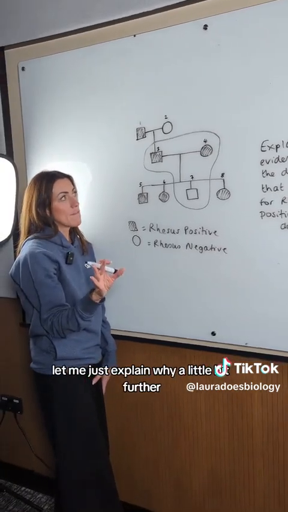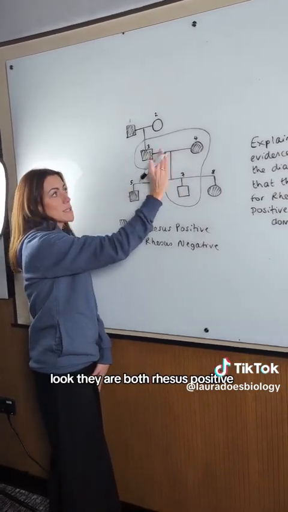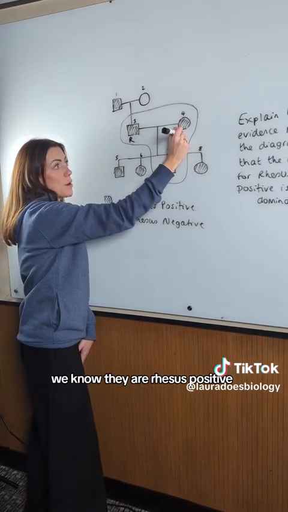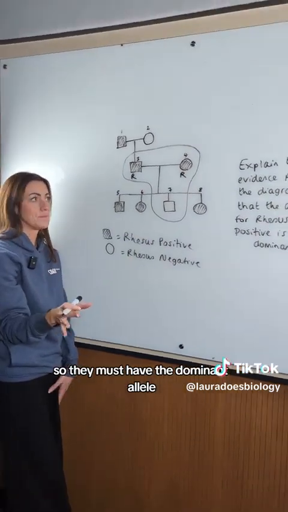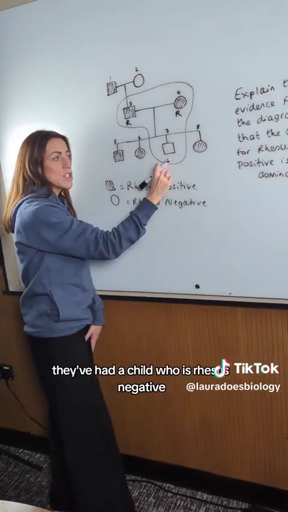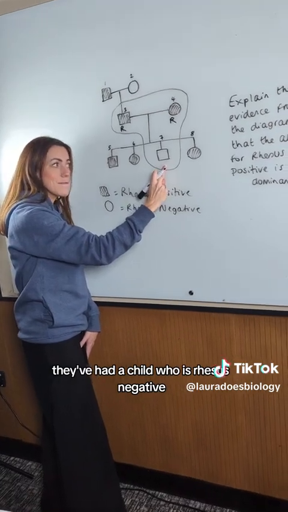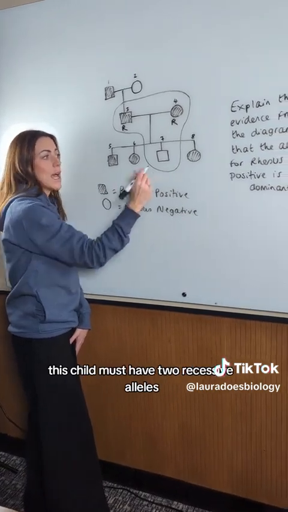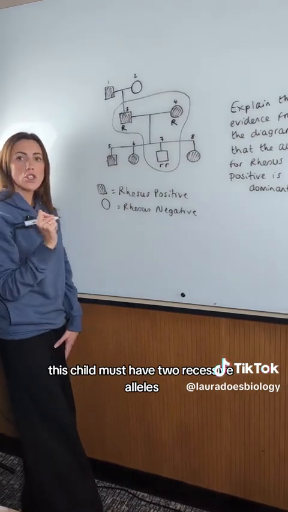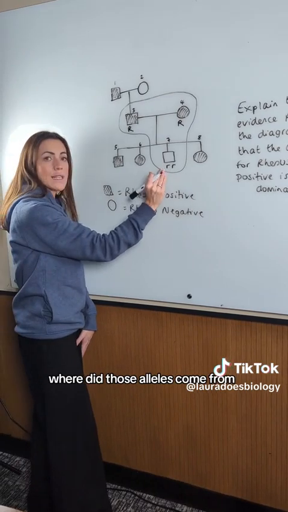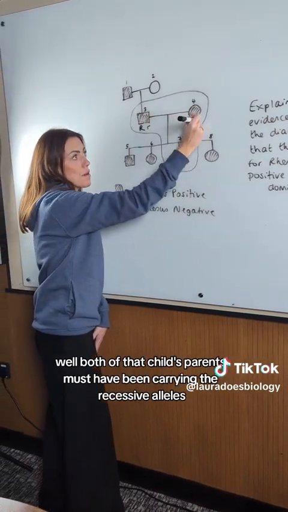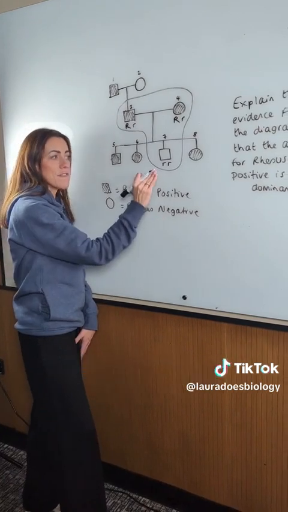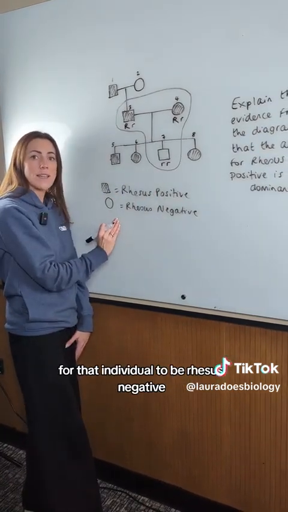Let me just explain why a little bit further. Look, they are both rhesus positive. So if it's a dominant allele, we know they are rhesus positive, so they must have the dominant allele. They've had a child who is rhesus negative. So this child cannot have a dominant allele. This child must have 2 recessive alleles. Where did those alleles come from? Well, both of that child's parents must have been carrying the recessive allele for that individual to be rhesus negative.